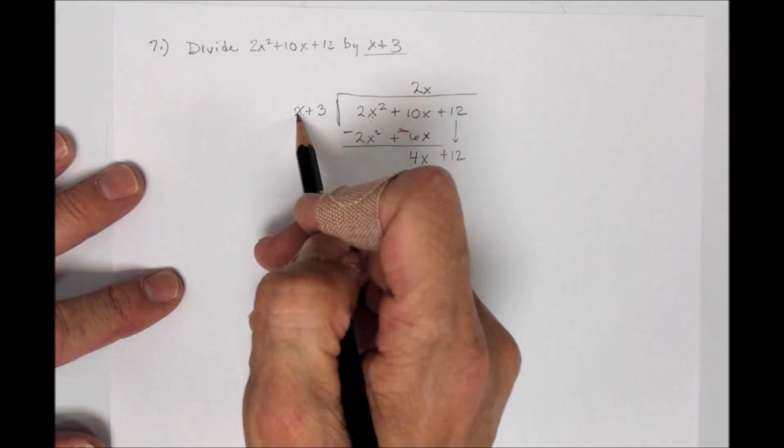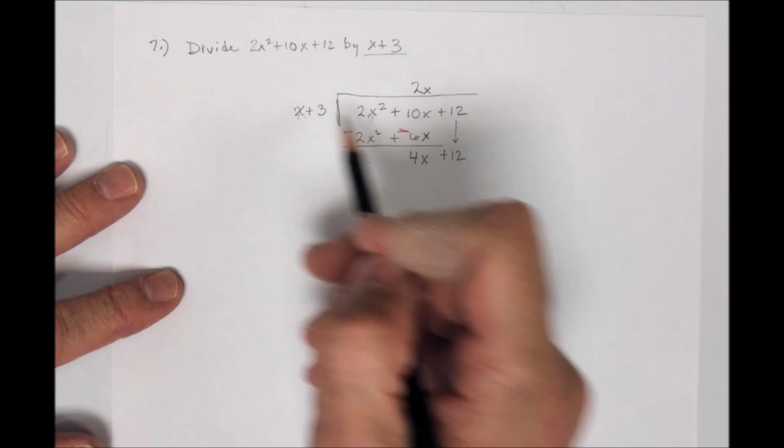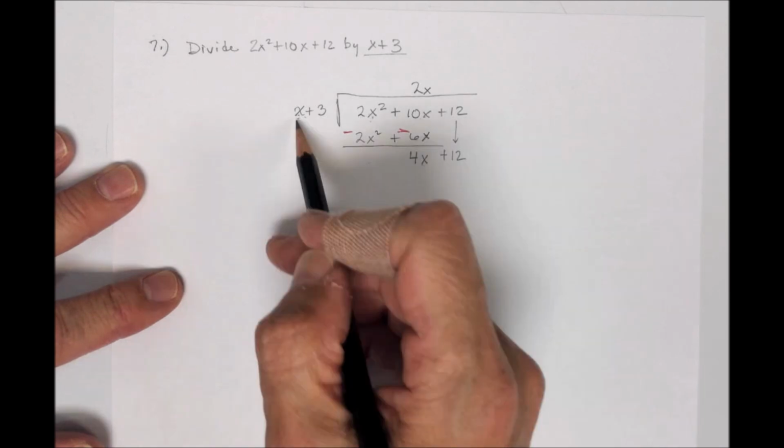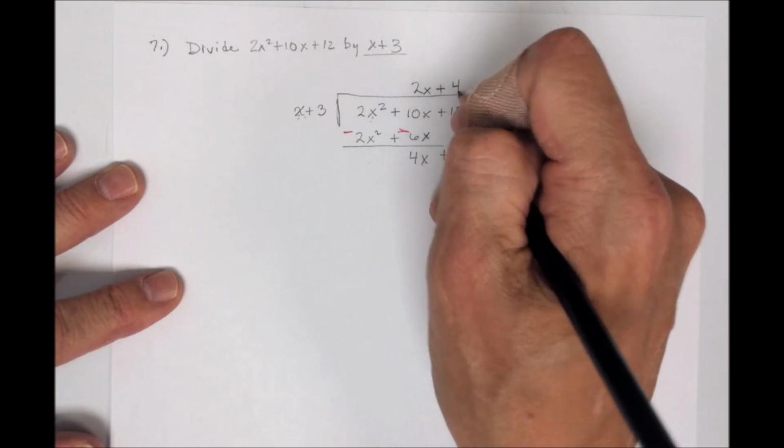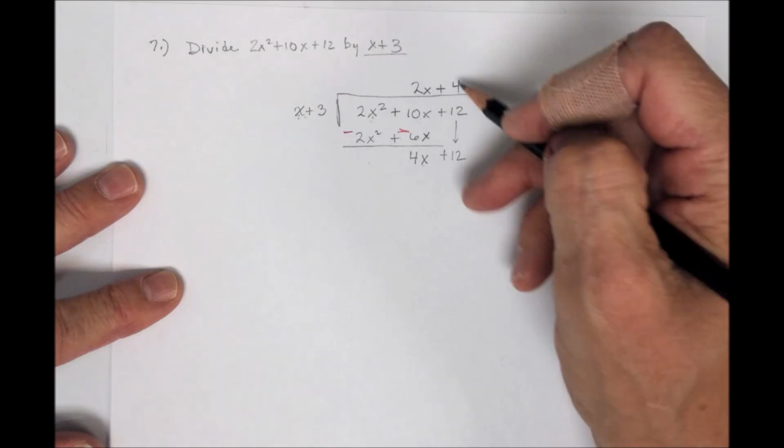Start with the first term, start with the first term. What times this first term gives me this first term? Well, what times x gives me 4x? That'd be a 4. So I put a plus 4 here because it's positive 4. See how my like terms are lined up?